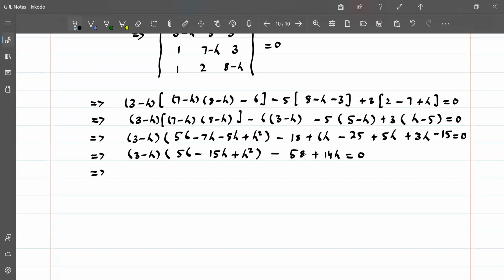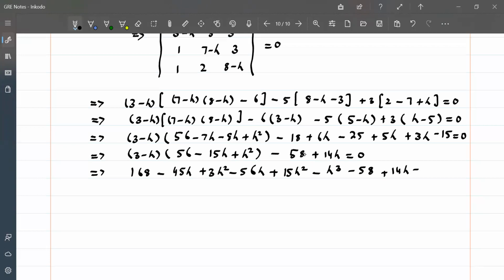Now we have more simplification. 56 multiplied by 3 is 168, minus 15 3s are 45 lambda. Then I have plus 3 lambda square, minus 56 lambda, plus 15 lambda square, minus lambda cube, then minus 58 plus 14 lambda, equal to 0.